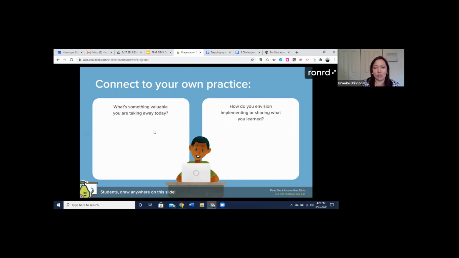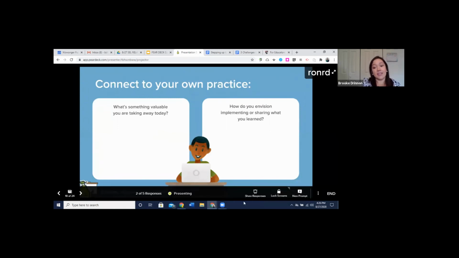So this is a draw anywhere slide. You're probably seeing the options for markers and highlighters and things like that. You can also insert a text box if you're not an artist. I know I always prefer text to drawing. So you could do that as well, just to share some of your major takeaways. And then I'll see those responses if you're doing the student-paced version, and maybe we'll share some of those in a future session.